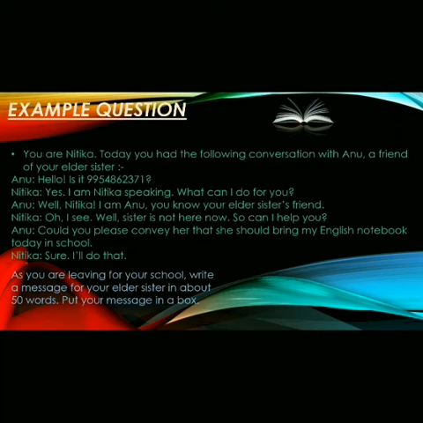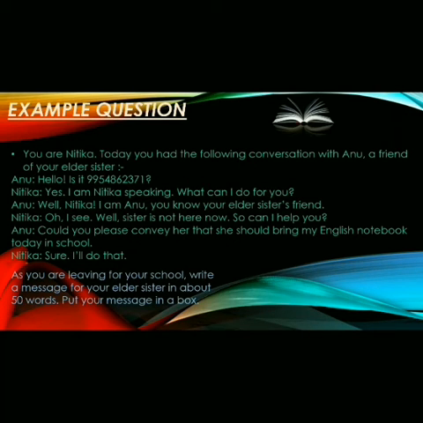So we have understood the complete scenario that a friend is calling another friend and she wants her English notebook and it is urgent. But at that time we can see here that Anu's friend is not at home. So that is why Nitika, her younger sister, picks up the call and she assures Anu that yes, she will pass this message to her elder sister.